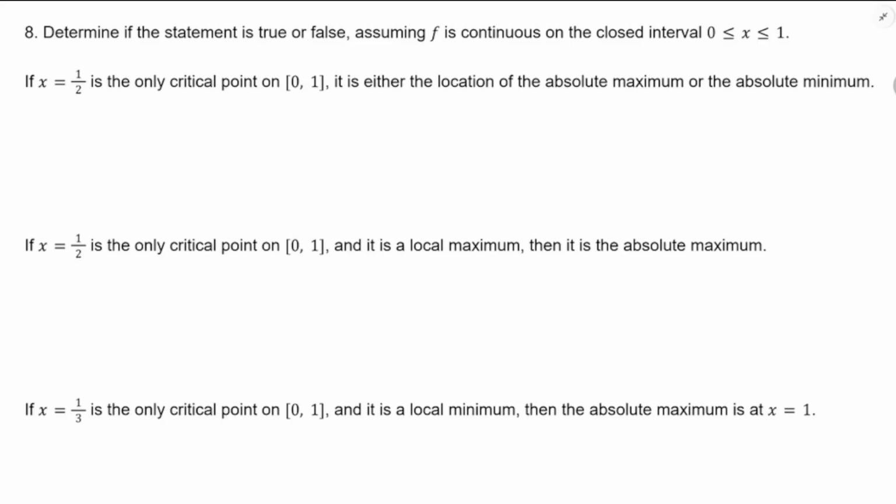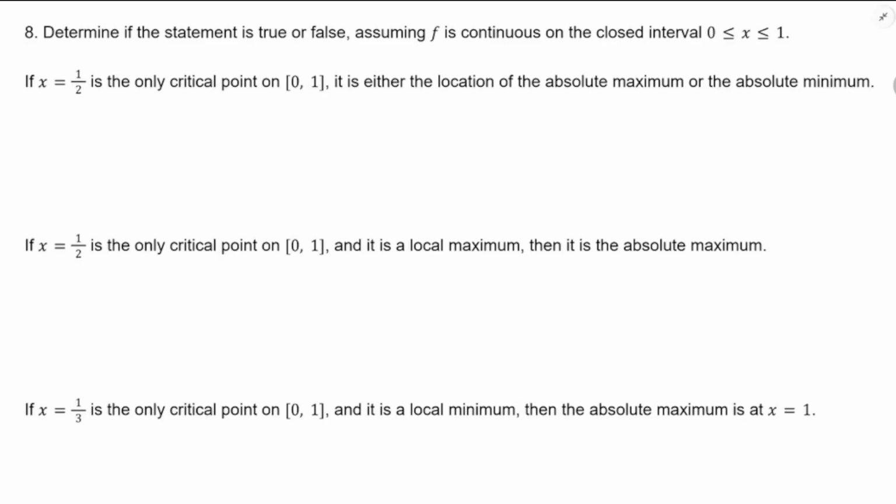Okay, now here we've got some true-false statements. Assuming f is continuous on the closed interval 0 to 1. Okay, if x equals 1/2 is the only critical point on 0 to 1, it's either the absolute maximum or the absolute minimum. It's the only critical point.